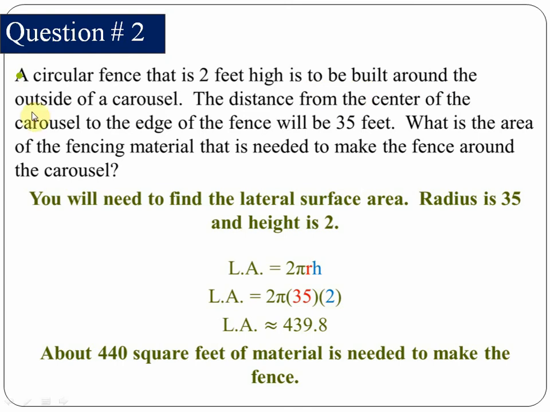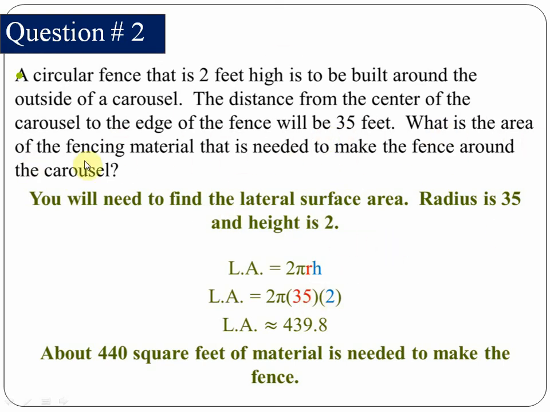He says that a circular fence that is 2 feet high is to be built around the outside of a carousel. A carousel is basically the luggage carrier, round, placed in the airports. He said they are going to build a fence about 2 feet high around the carousel. The distance from the center of the carousel to the edge of the fence will be 35 feet. So this 35 feet is the radius of the circular carousel.